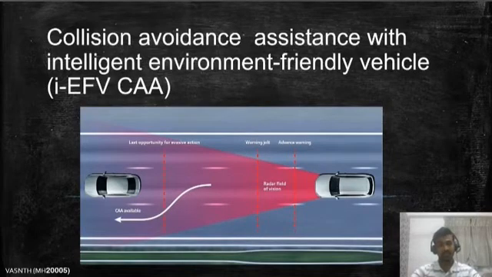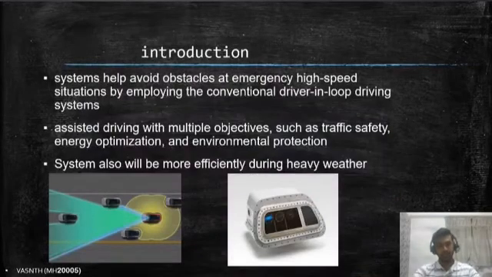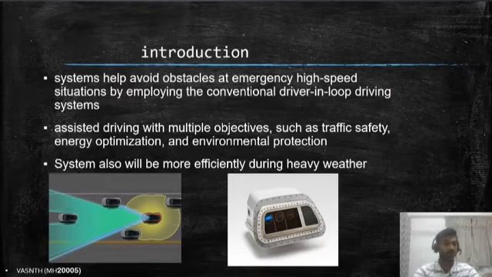So, in this slide today, I'm going to present our innovation, where we optimized a system from the previous ACC, which is the collision avoidance assistant with intelligent environment friendly vehicle. In short, we call it IEFV CAA. This system helps avoid obstacles in emergency high-speed situations by employing the conventional driver-in-the-loop driving system and assists driving with multiple objectives such as traffic safety, energy optimization, and environmental protection.